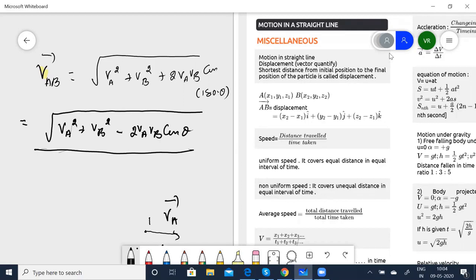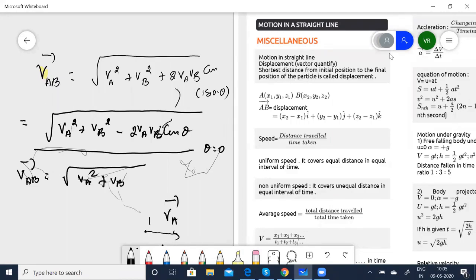Okay. So there are two special cases. When theta is equal to 0, cos theta is equal to 1. So VAB vector is equal to root over VA squared plus VB squared minus 2 VA VB. Now you can see this is simply of the form A squared plus B squared minus 2AB.